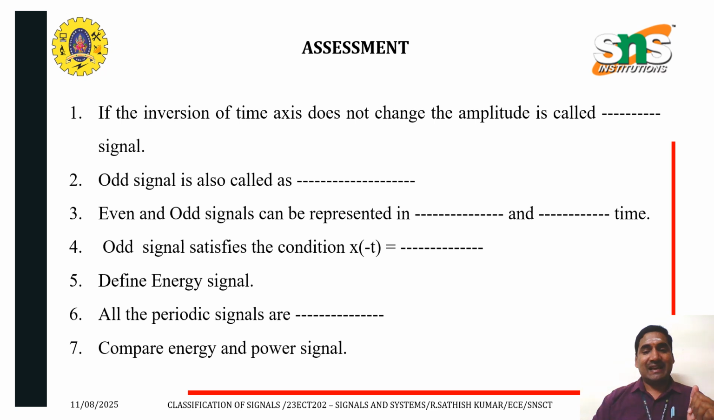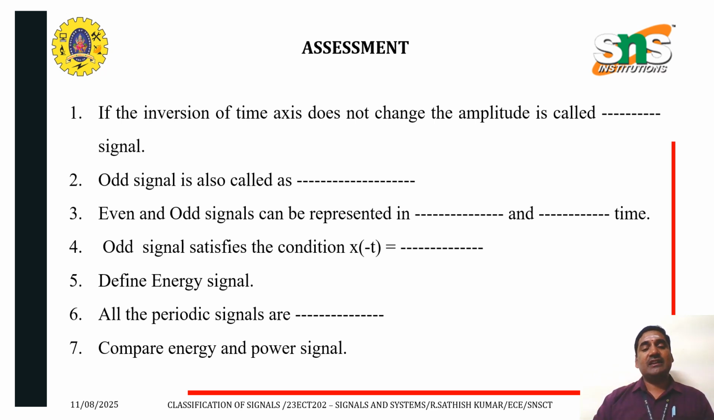Next one, we can see the assessment. If the inversion of the time axis does not change the amplitude, it is called an even signal. An odd signal is also called an anti-symmetric signal. Even signals and odd signals can be represented in both continuous time and discrete time. Odd signals satisfy the condition x of minus t is equal to minus x of t.